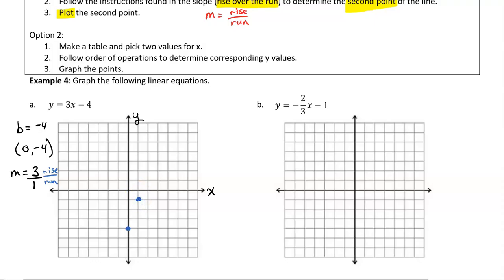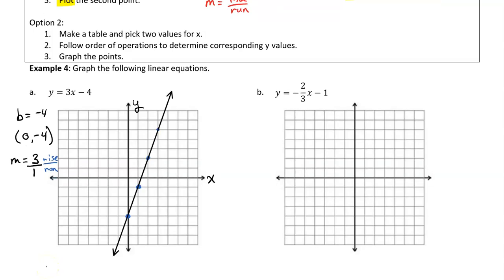And I can connect these and be done and get my graph. I could also continue on if I wanted to. I could go up 1, 2, 3, 1, right? Apply my slope to find a third point, or maybe a fourth point, right? If I had a little more room, I can find a fifth point. As long as you have 2 points, you can make the graph. Connecting those points with a straight line, I get the graph of my equation.